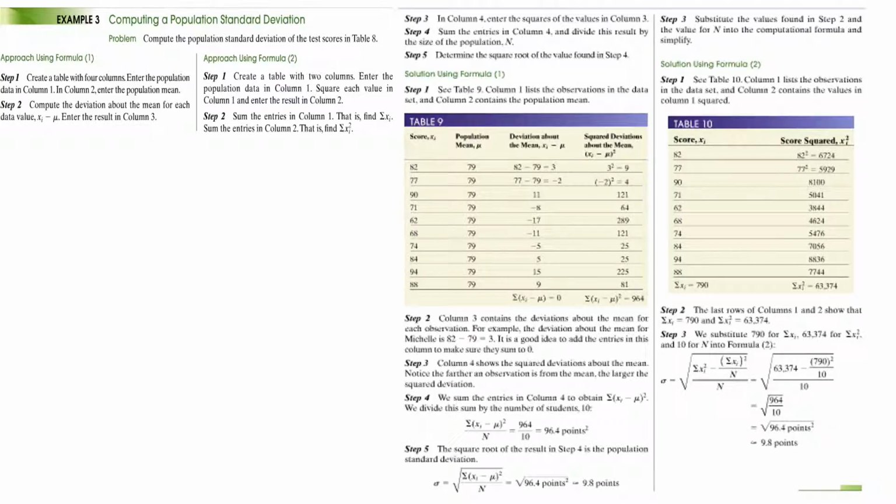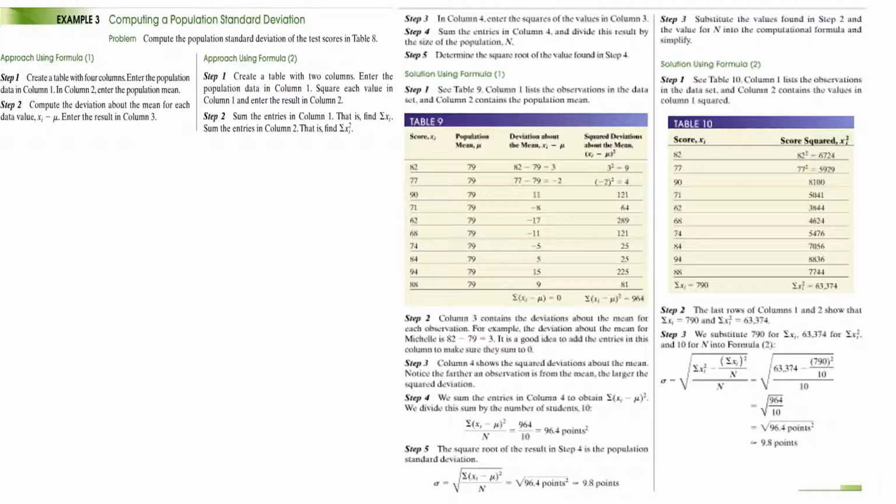Okay, we're looking at Chapter 3, Example 3 on pages 143 to 144. What we want to do is create a table so that when we do our calculations, it's easy to see what's going on. This first column is 82, 77, 90, and so on. Those are the values from the table, the test scores. The student got an 82, a 77, a 90, and so on.